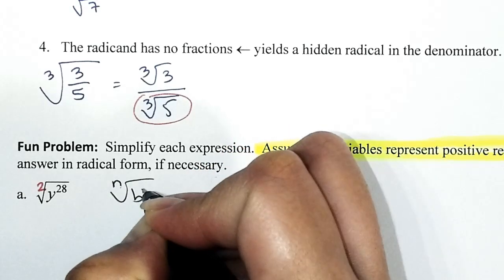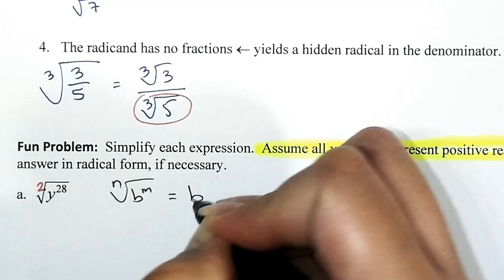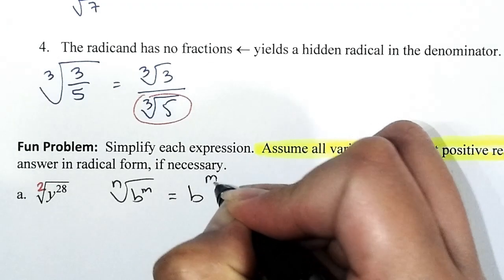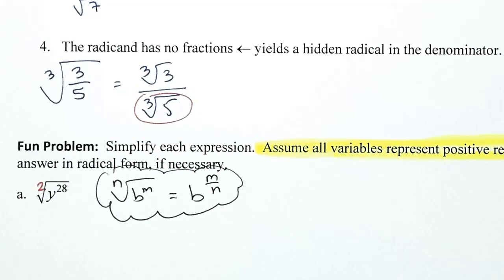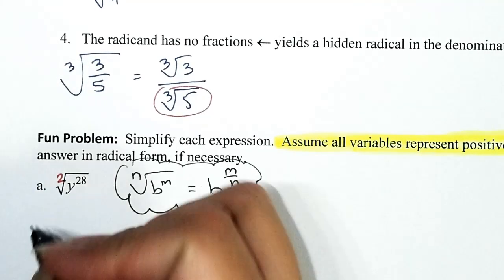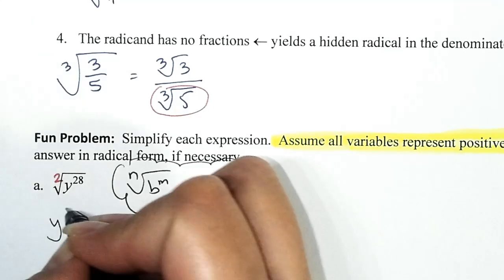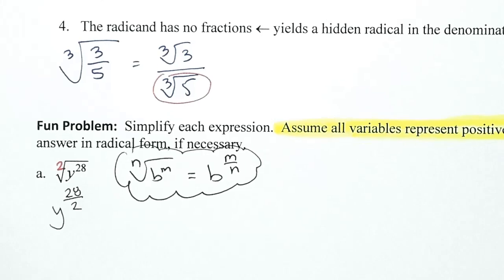If we have nth root of b to the m, to get out of the radical, we keep the base and write the exponent as a fraction. It's going to be current exponent divided by the index. If you remember this, then we're going to be good. So let's get it out of the radical. We keep the base and write the exponent as a fraction: current exponent divided by the index, and then you simplify that quotient.